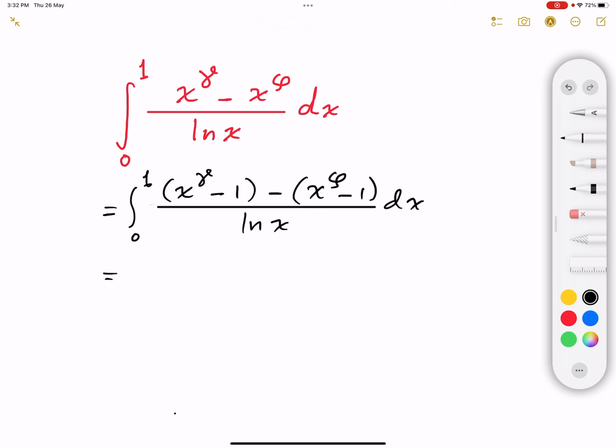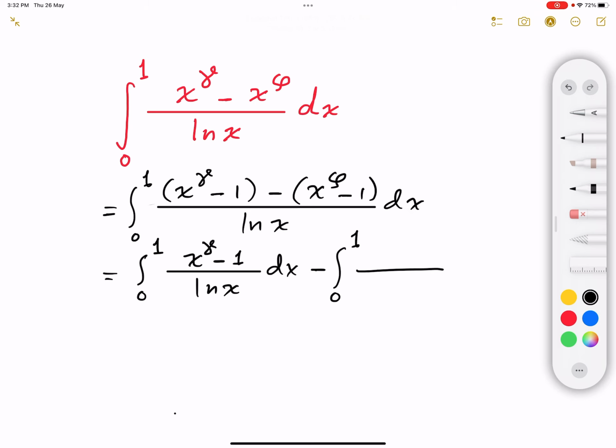And then I will split this into two integrals. So the first integral is going to be from 0 to 1 of (x^γ − 1) over the natural logarithm of x dx, minus the integral from 0 to 1 of (x^φ − 1), where φ is the golden ratio, divided by the natural logarithm of x dx. So they look the same, except for a different constant. This is gamma here and that's phi there.